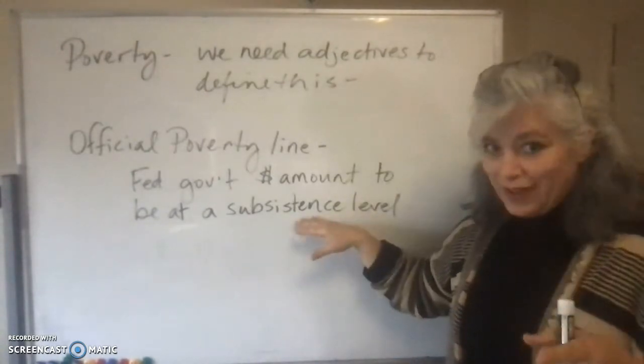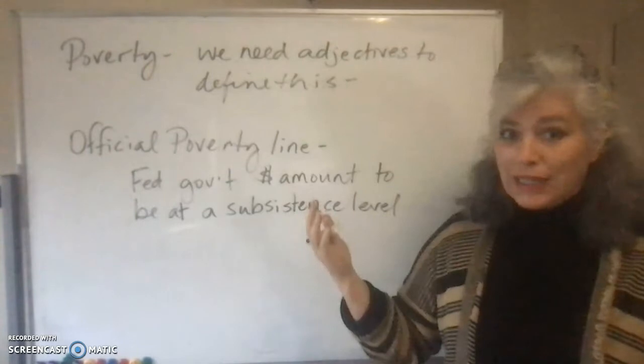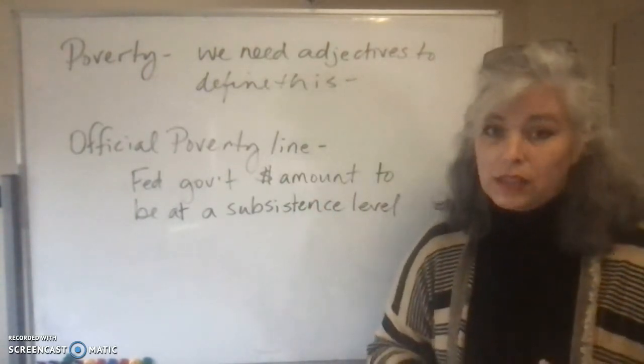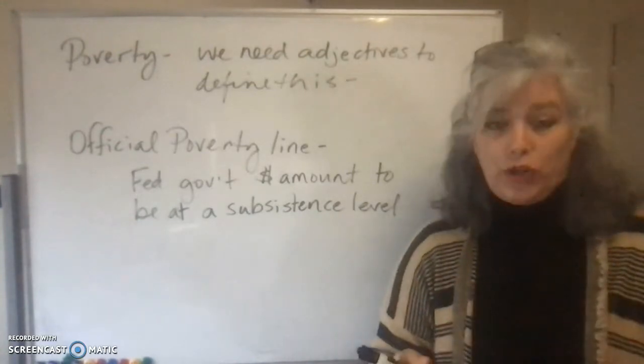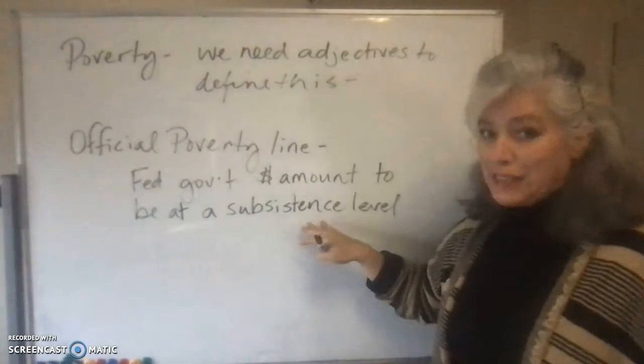Well, the first one, subsistence level, only includes 4 things. We certainly need air to breathe. We need water that doesn't make us sick or kill us. We need food, and we need shelter. Those are the only 4 things that are required for a subsistence level.